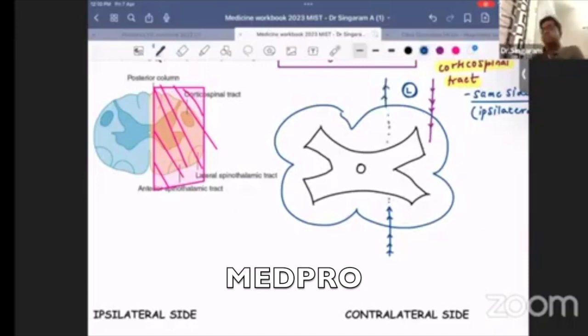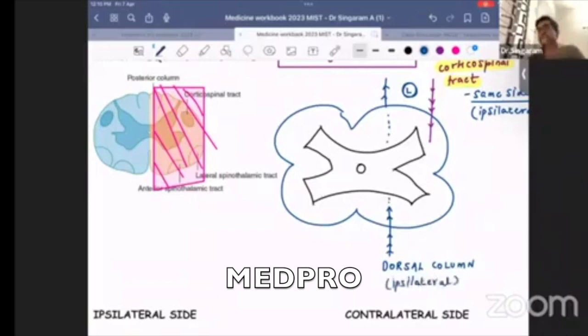What is this ascending tract which carries the sensation from the same side of the body? This is the dorsal column pathway. Dorsal column: if it is left side, it is carrying the sensation from the left side of the body only. This is ipsilateral. Okay. Then what is the another tract?